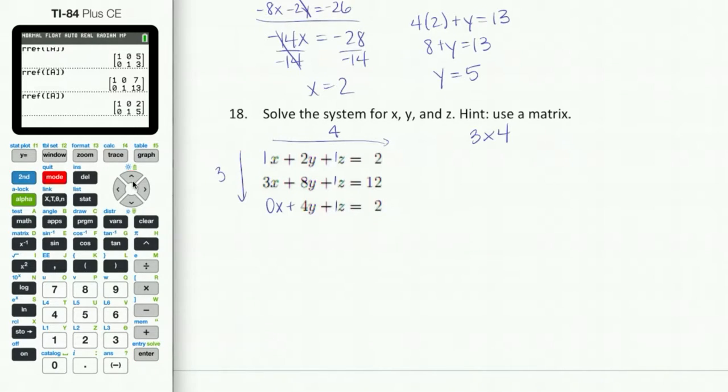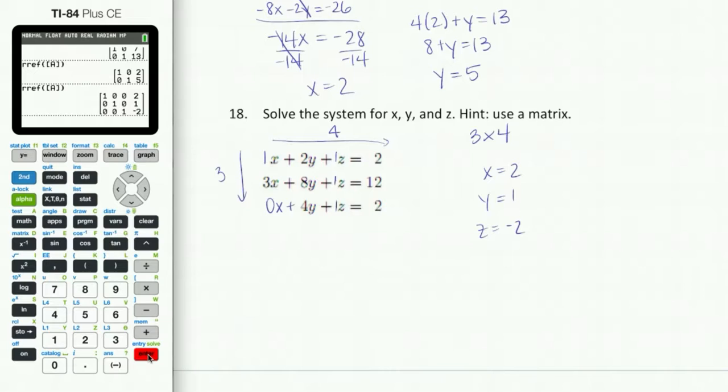Again, we're going to quit out. We can go back up to RREF. It uses the same thing, just a new matrix input. So there we go. We're going to have x equals 2, y equals 1, and z equals -2.